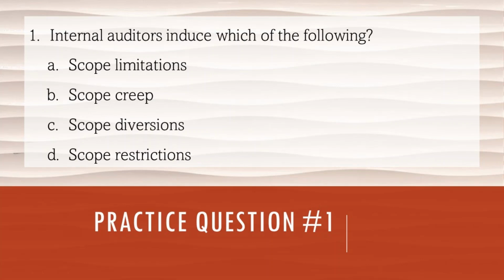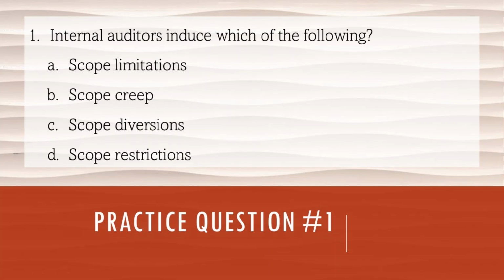So scope limitations are typically things that limit the role of the audit. So you might want to look at revenue, accounts receivable, or accounts payable, and then management may say, oh no, our accounts payable information isn't ready yet, so we have to eliminate that from the audit. So that's why scope limitations is not induced by internal auditors. Rather, that is induced by management or another external party.